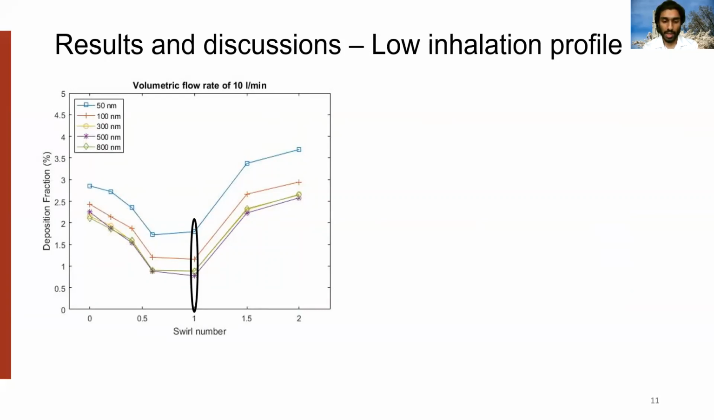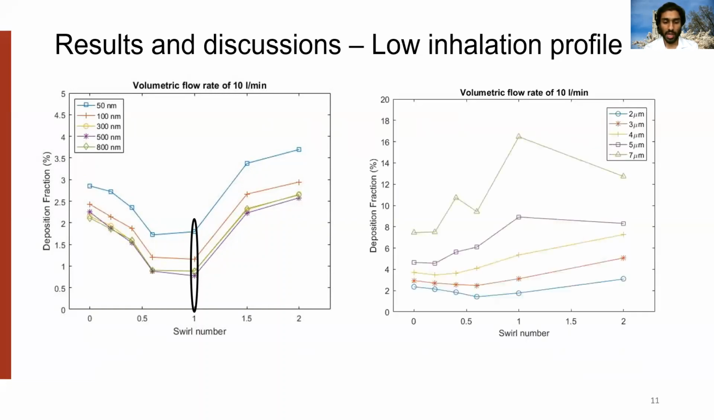It can be observed that as the swirl number increases, the deposition fraction of particles shows a reducing trend up until a certain swirl number value, which is termed the swirl number threshold, highlighted in the figure. As the swirl number is increased beyond the threshold value, an increasing trend is observed. Also, for any given swirl number, smaller sized particles feature an increased deposition fraction due to Brownian motion.